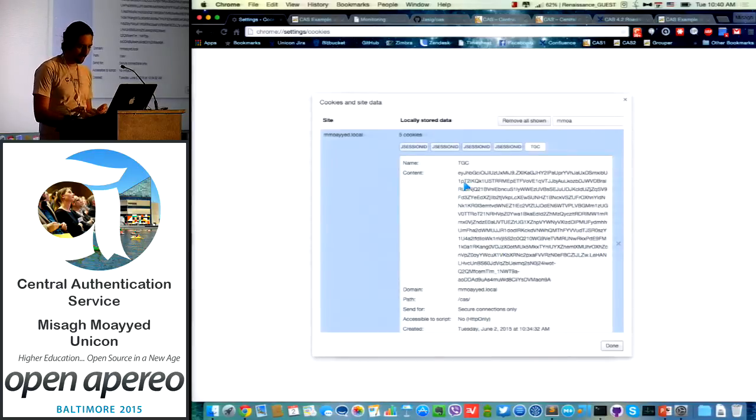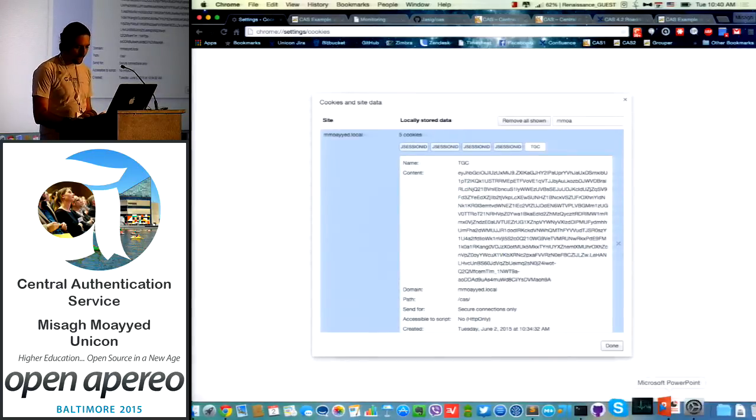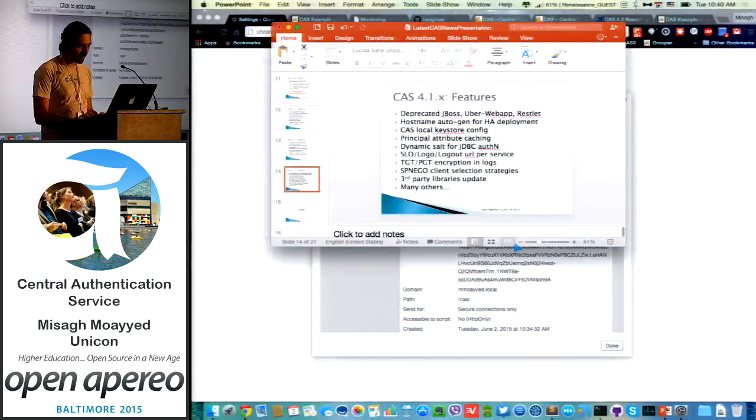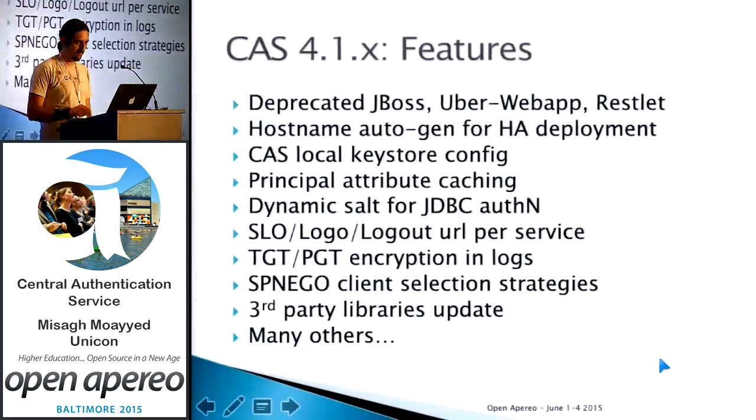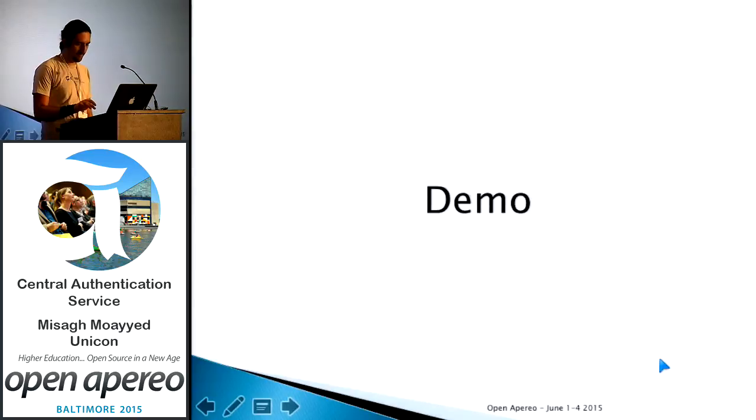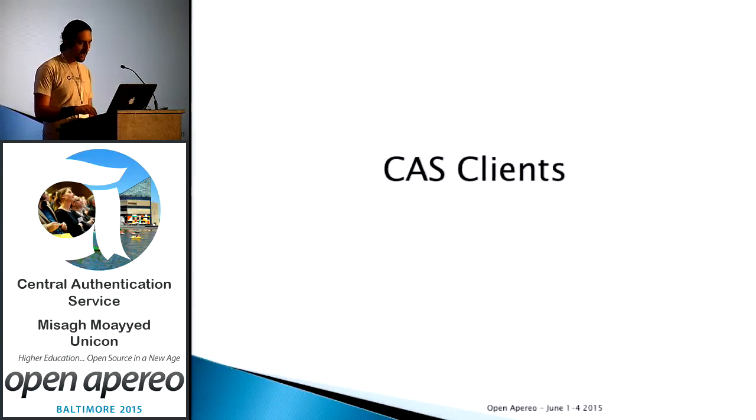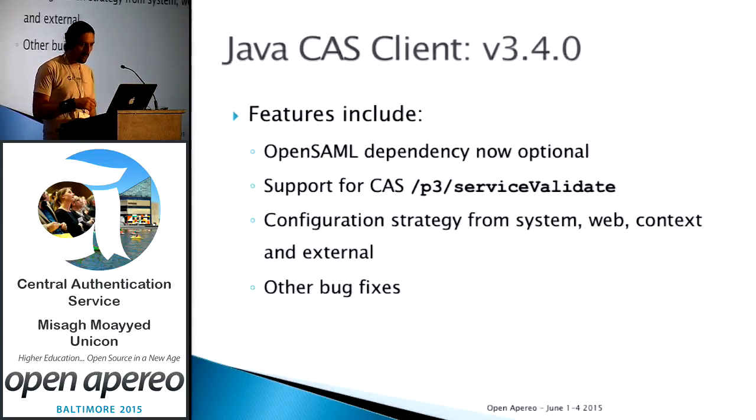All right. So moving on to the remainder of the slides, let's talk a little bit about CAS Client. The most significant change in the client space so far is an update to the Java CAS Client library. 3.4 basically is going to be the next version.